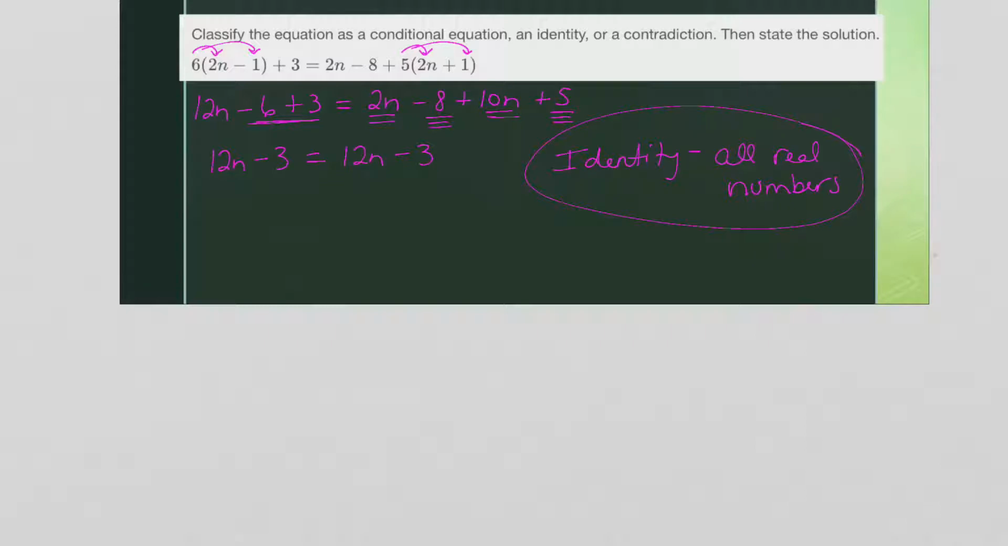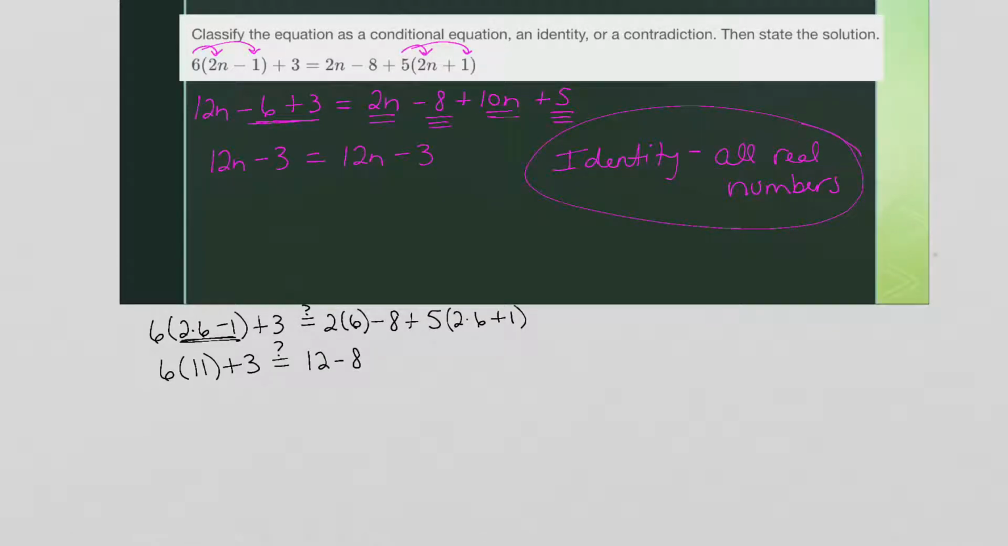Okay, so I'm going to pick a number just out of the air. I'm going to pick the number 6. So let's try it here at the bottom. All right, so let's do some math. Let's do this right here. 2 times 6 is 12. 12 minus 1 is 11. So I've got 6 times 11 plus 3 over here. Here I've got 12 minus 8 plus 5 times 2 times 6 is 12. 12 plus 1 is 13.